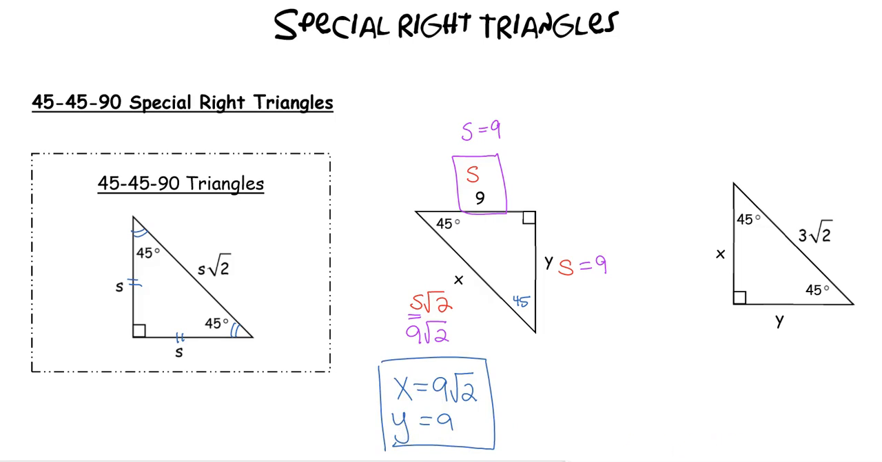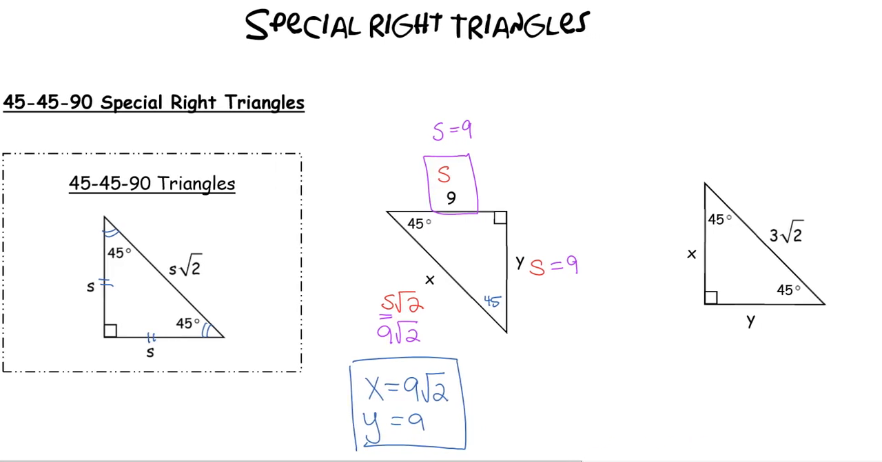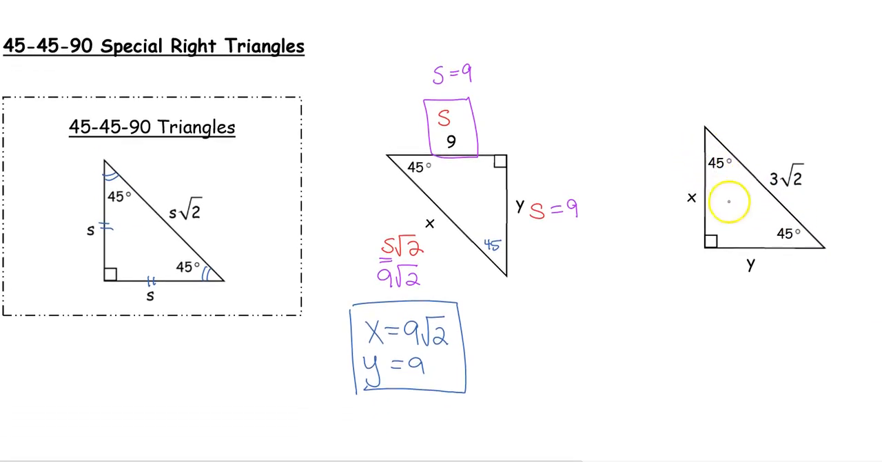Our second example here, we have another 45, 45, 90 triangle. We start by labeling that pattern. Here's 45, here's 45. So this is the leg, this is the leg. The hypotenuse is S root 2. So we label our pattern, then we identify what piece we were given. I was given that the S root 2 piece of the puzzle is equal to 3 root 2.